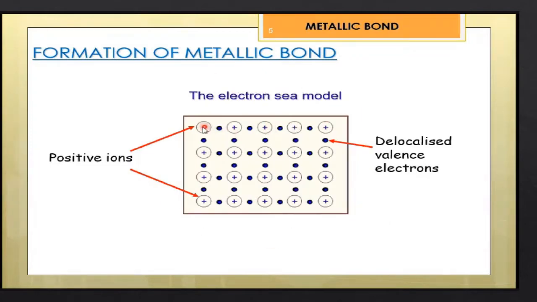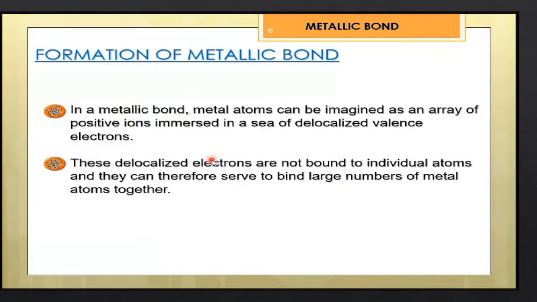You can imagine, the spheres are the atoms of the iron, and the blue dots are the electrons. The blue dots represent the delocalized valence electrons. And the spheres with positive charge are the positive ions of the metal. This is the general view. In a metallic bond, metal atoms can be imagined as an array of positive ions immersed in a sea of delocalized valence electrons. You check this diagram.